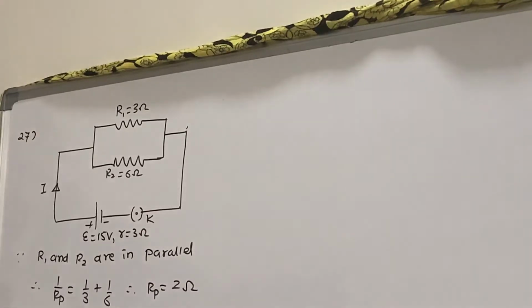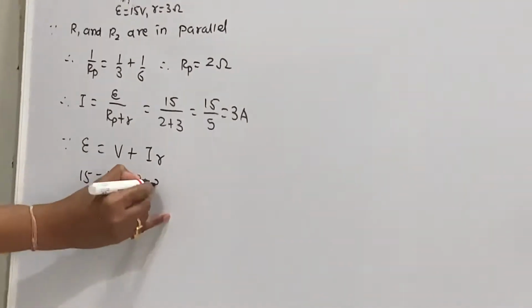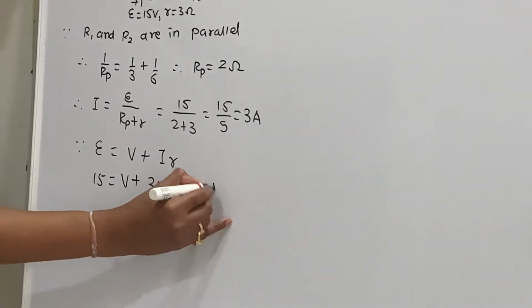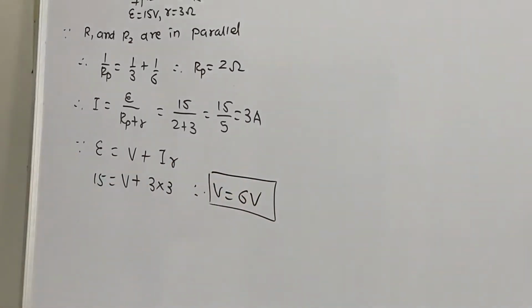This is the current. Now what do they want? Terminal voltage. So what will the terminal voltage be? Since E is equal to V plus Ir, so here 15 is equal to V plus 3 into 3. This comes out to be V is equal to 6 volt. What will the terminal voltage be? 6 volt. Now check the next part.